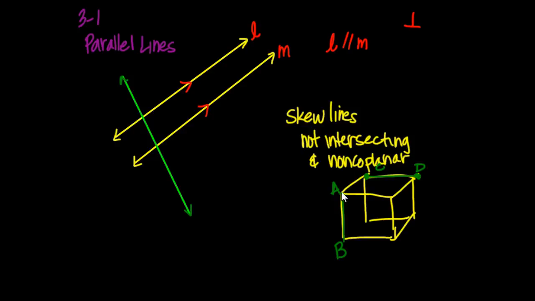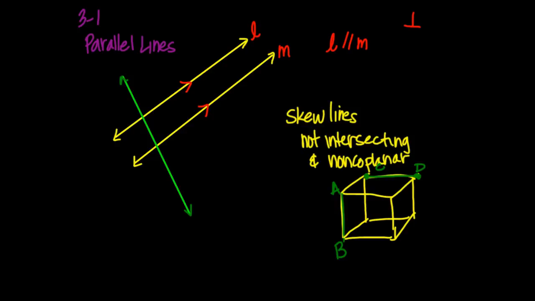If you look at AB, it is in this plane here at the front. And then CD is in the plane in the back, or you could talk about it being in the plane at the top. But nonetheless, they are not in the same plane. So they are called skew lines. They're not intersecting and they're not in the same plane.